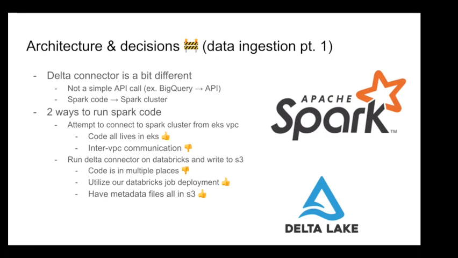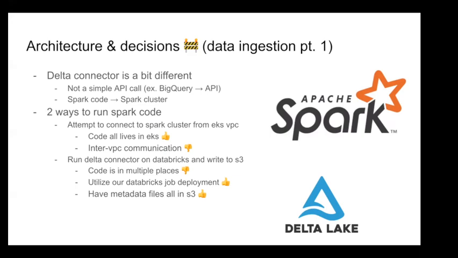The positive here is that all code actually lives in EKS, which is great. We don't have to be hopping between different jobs. But a big downside here, and ultimately the downfall of this approach, was the inter-VPC communication. It's my understanding that inter-VPC communication is kind of an anti-pattern. VPCs within AWS separate your cloud infrastructure. So this was something we didn't want to do.